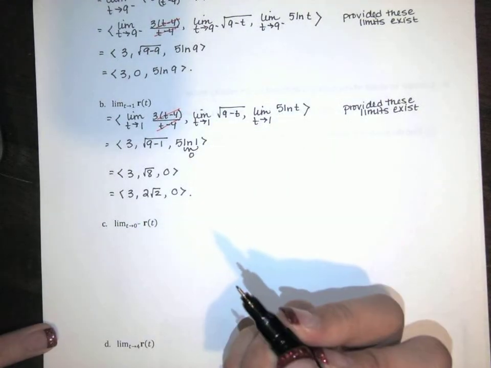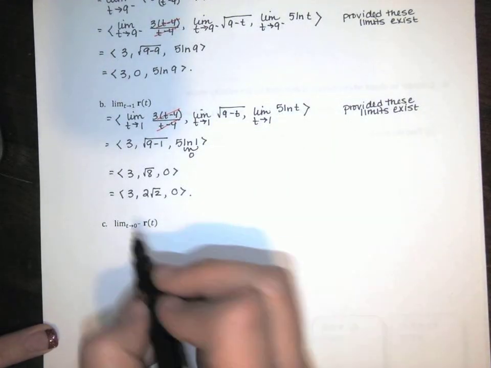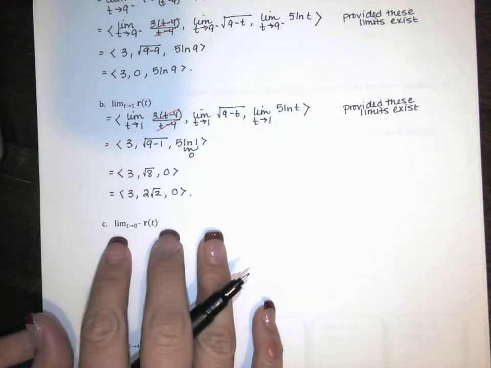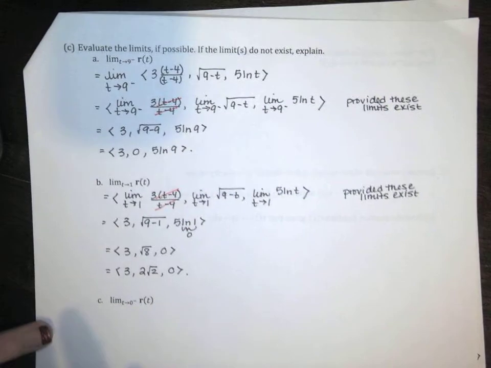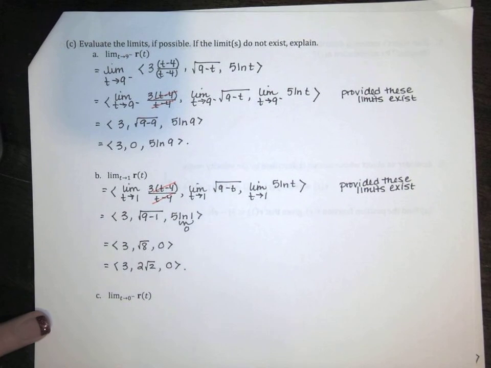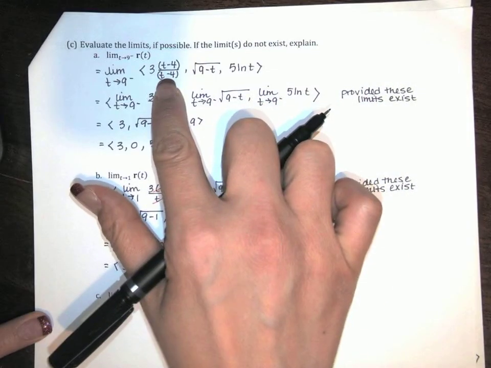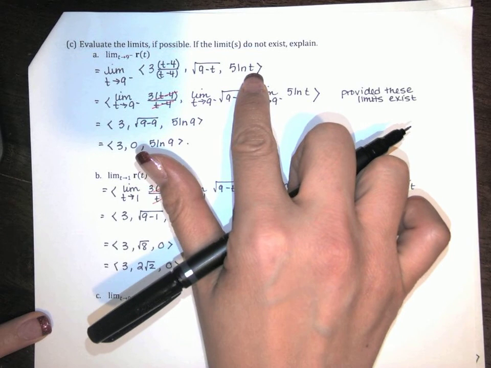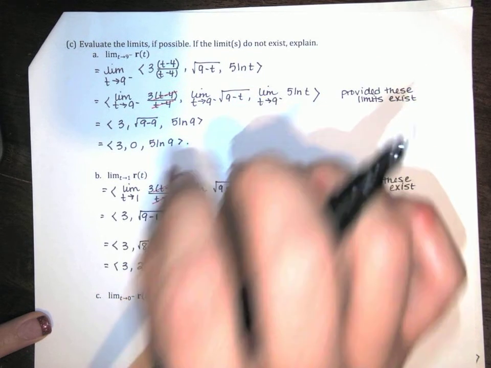Okay, now this is a little tricky. T is approaching 0 from the left. You might already know the answer. This limit does not exist. How do you know? A couple of ways. This is continuous at 0. This is continuous at 0. That one we're going to have a problem. I can't take natural log of 0. That might be one way of thinking about it.